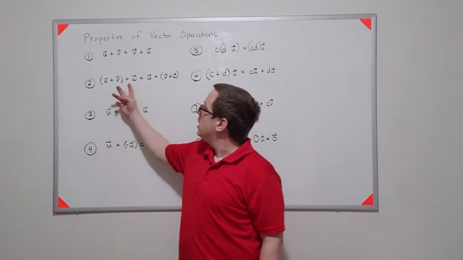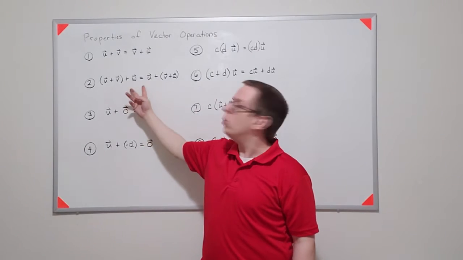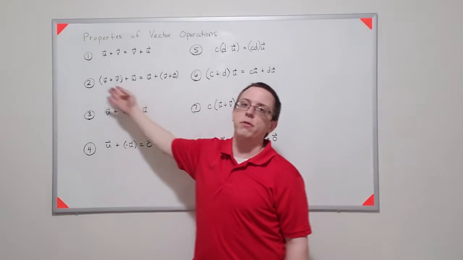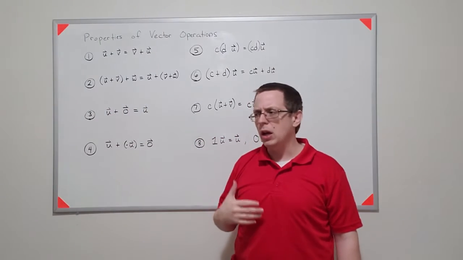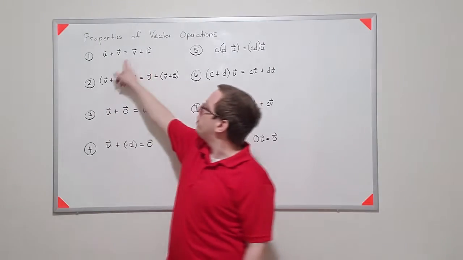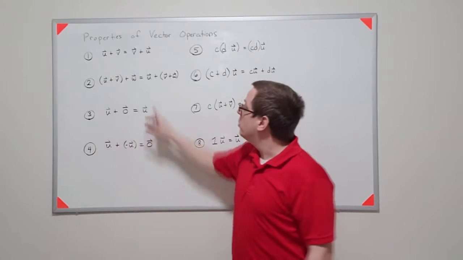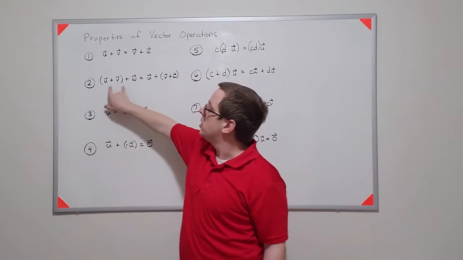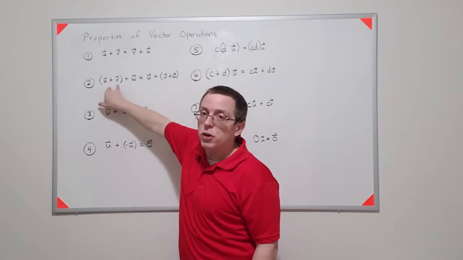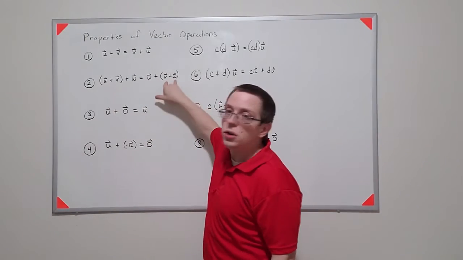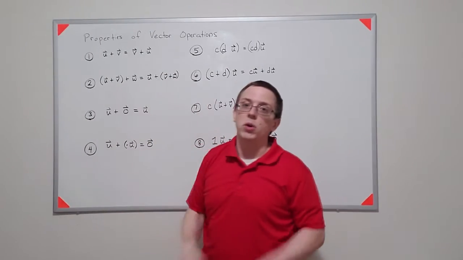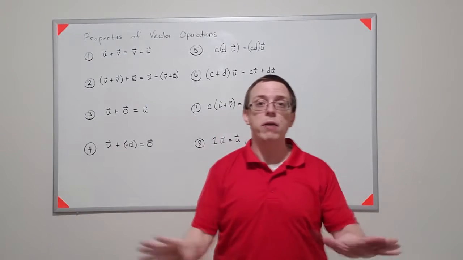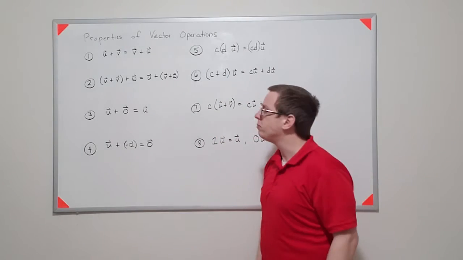The second one is that it doesn't matter which order you add vectors in. And again, you probably could have figured that out from property one, which is that if you have three vectors, it doesn't matter if you add the first two or if you add the last two. If you're going to add them all together, it doesn't matter. You just add them however is convenient, which is nice.